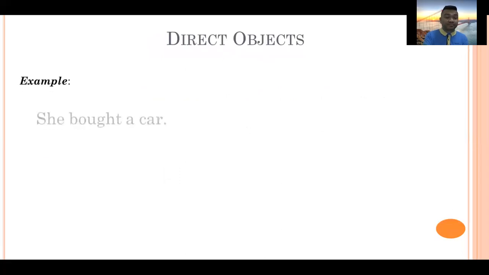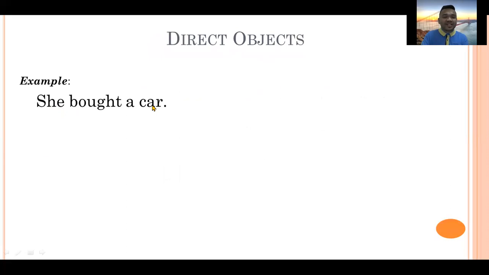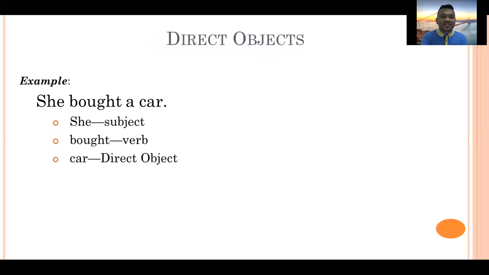So we have here, she bought a car. Now, this time, once again, we're going to chunk this particular sentence into its parts and identify the subject, the verb, and the direct object. Could you tell me what is the subject in this particular sentence? She bought a car. Great job. So, she here is the subject, and the verb here is bought. Bought what? A car. So a car here is the direct object.